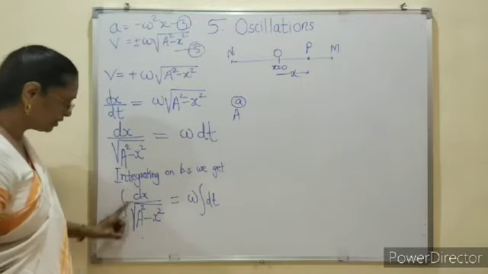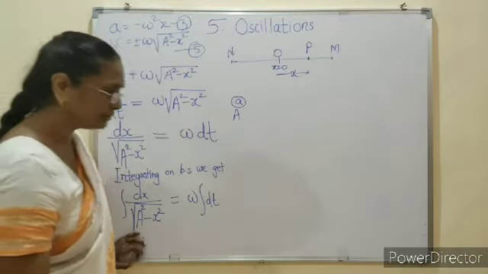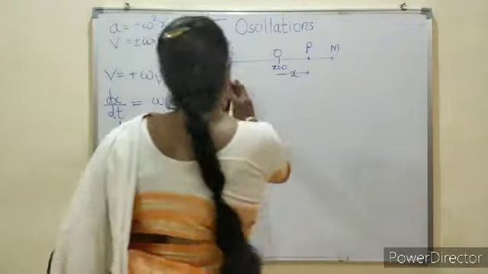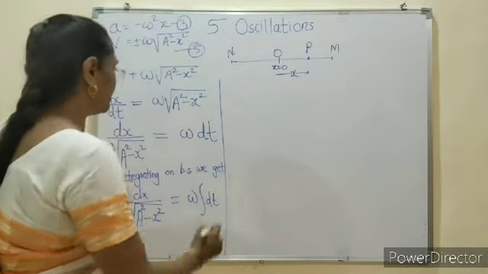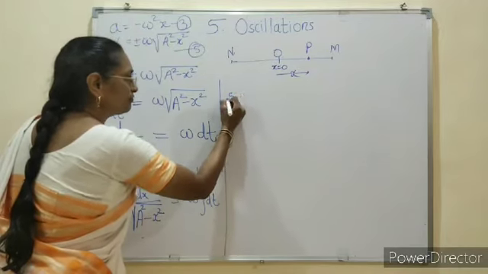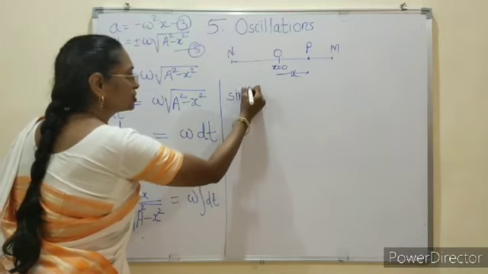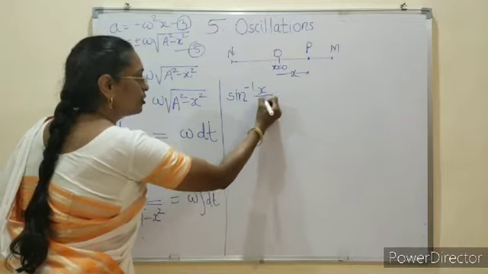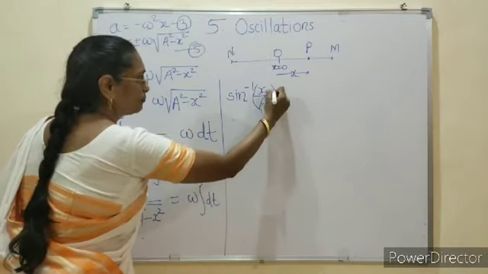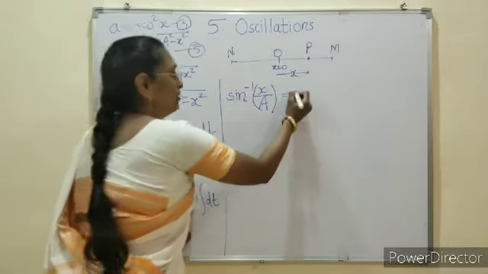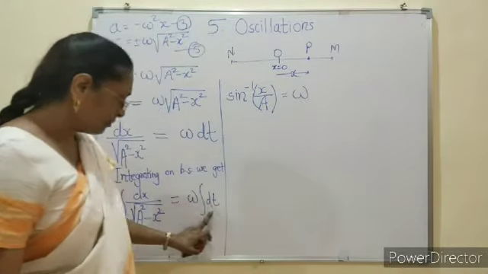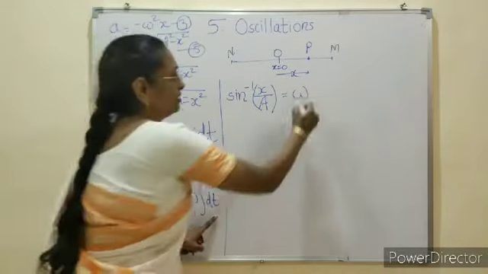Now this is also a standard form of integration, and the answer of the integration is sine inverse of x upon A. It is equal to, on the right hand side, omega multiplied by the integration of dt, which is t.